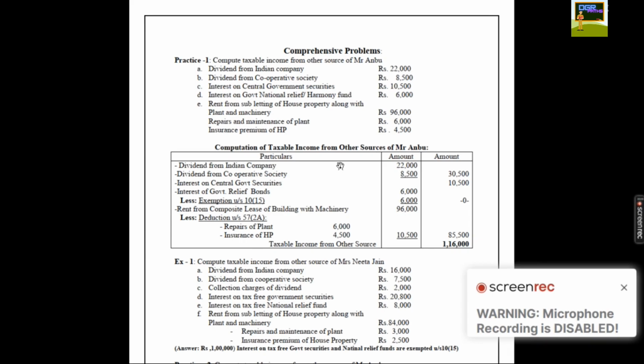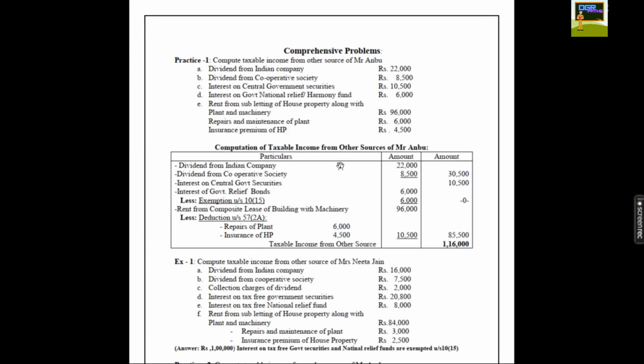Now, income from other sources, comprehensive problems. Let me see practice 1. Compute taxable income from other sources of Mr. Anbu. Dividend from Indian company 22,000 was fully taxable. Dividend from cooperative society also fully taxable. No collection charges of dividend, so fully taxable.